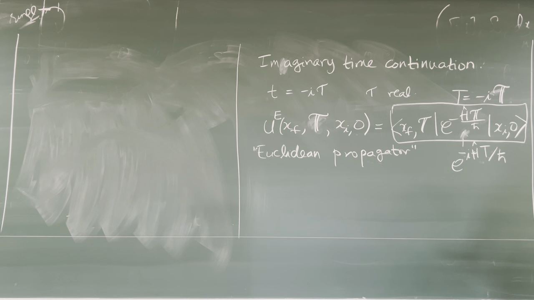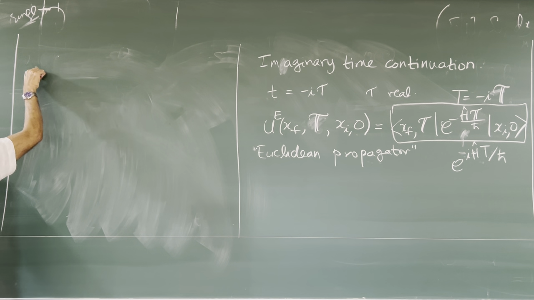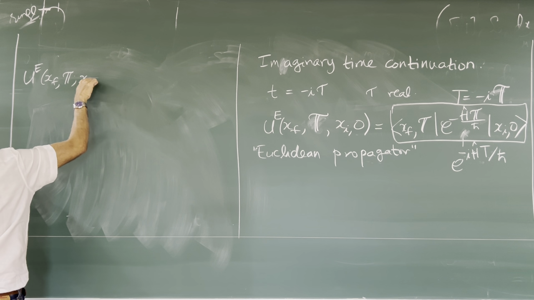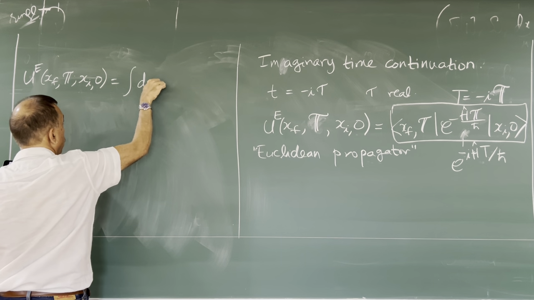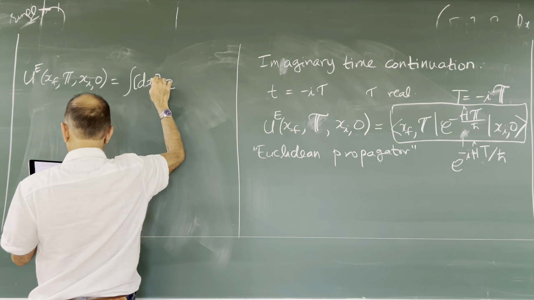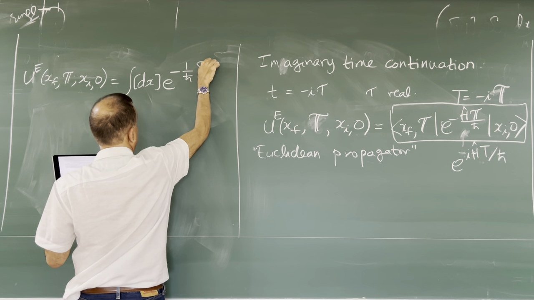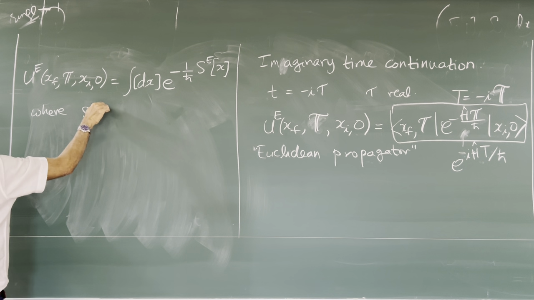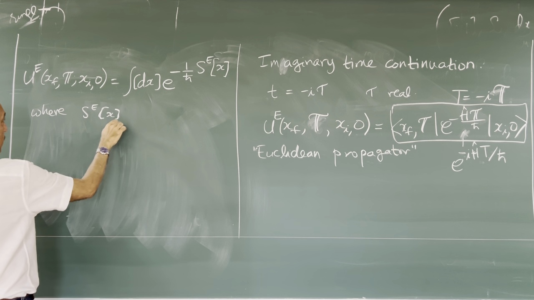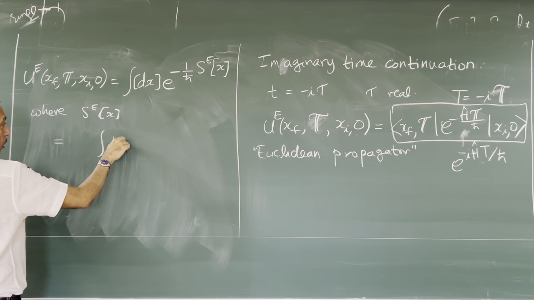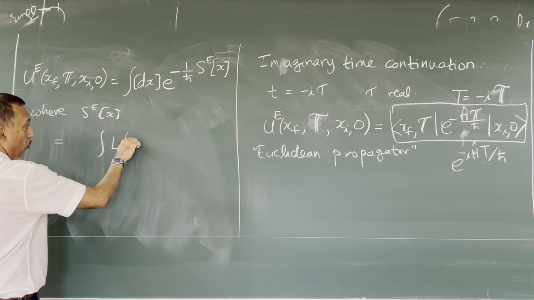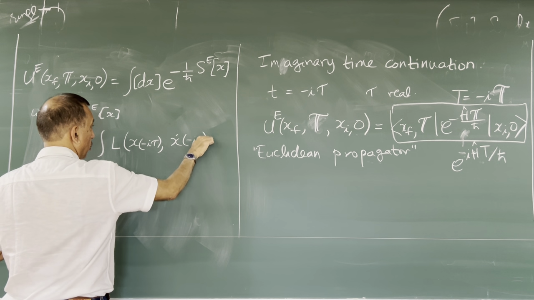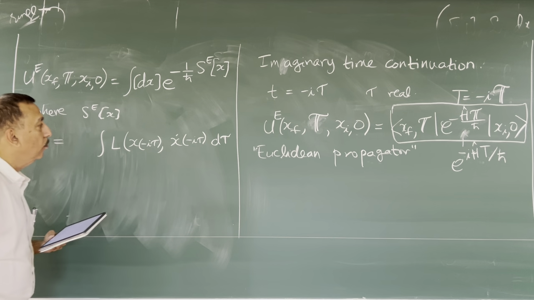And the end result will be that this quantity, x_f, tau, x_i and 0, will be a path integral over e to the minus 1 by h bar S Euclidean of x, where S Euclidean of x is the same as, so earlier S was the integral of L of x and x dot, right? So now it will be x evaluated at minus i tau and x dot at minus i tau, d tau. How do you get this?